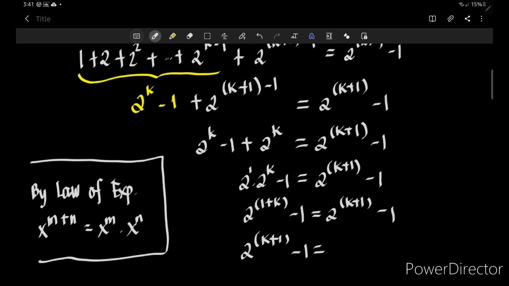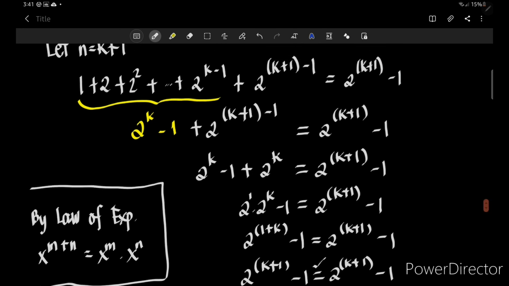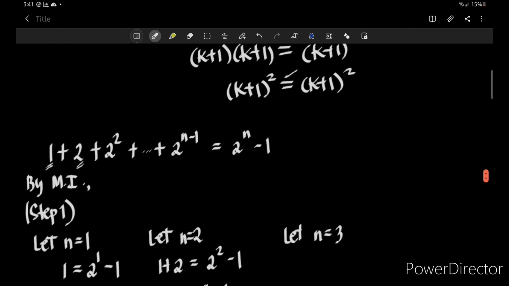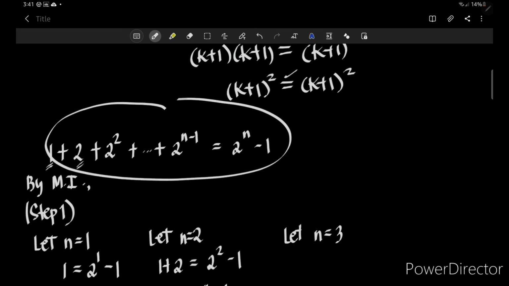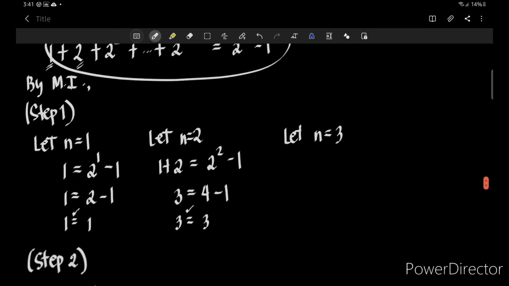And on the right side, makikita na natin, as is lang yan, 2 raised to quantity k plus 1 minus 1. And there you have it. They are equal to each other. Therefore, we can say that this series is true for all values of n where n is greater than or equal to 1. Okay. It is true for all natural numbers rather. Okay. So, that's it for our mathematical induction.